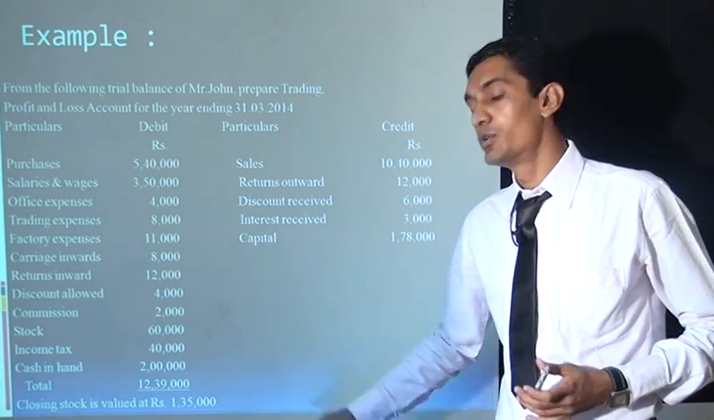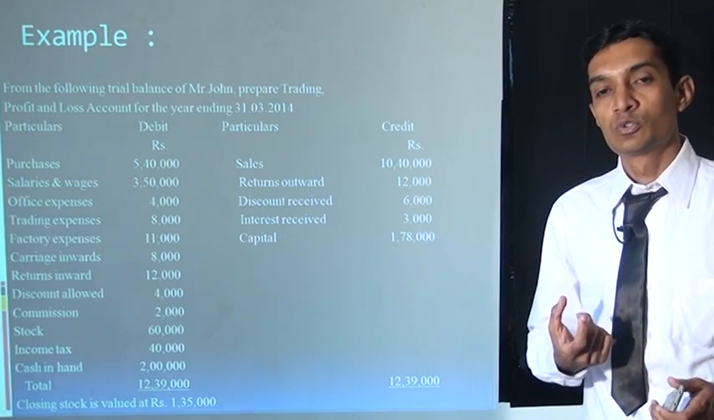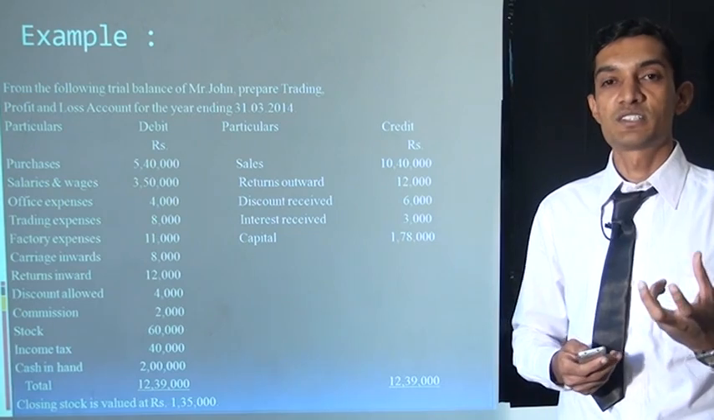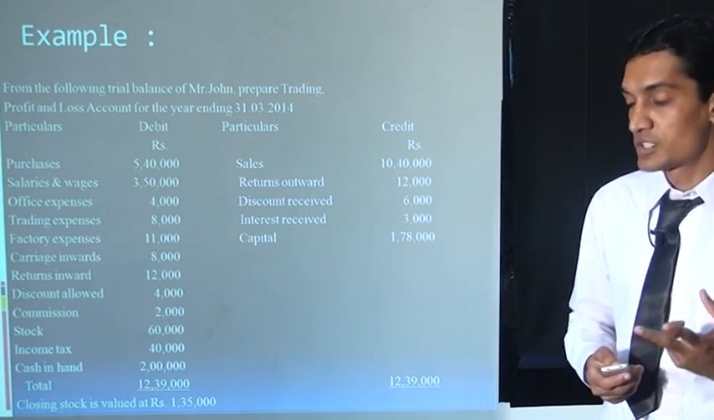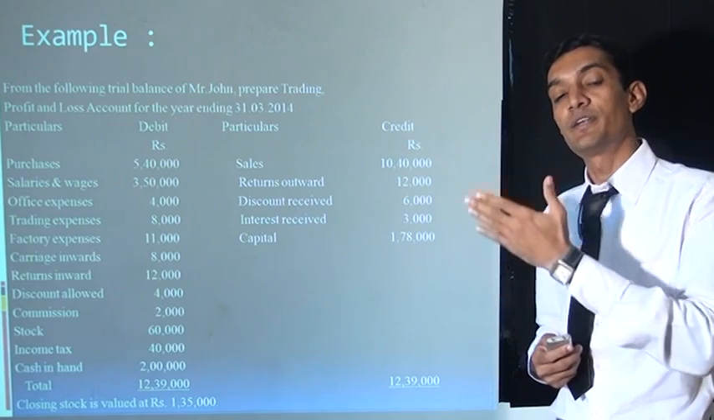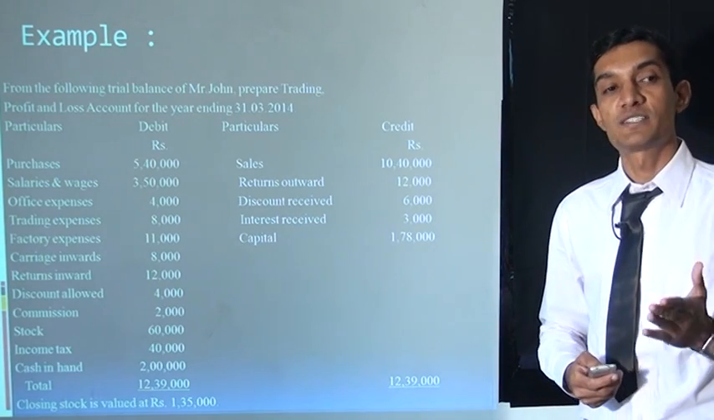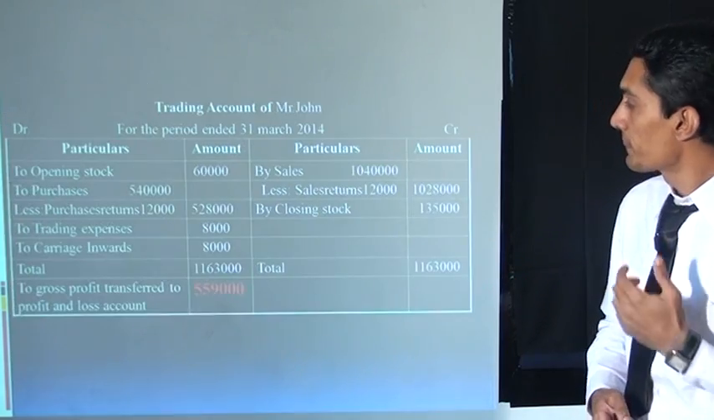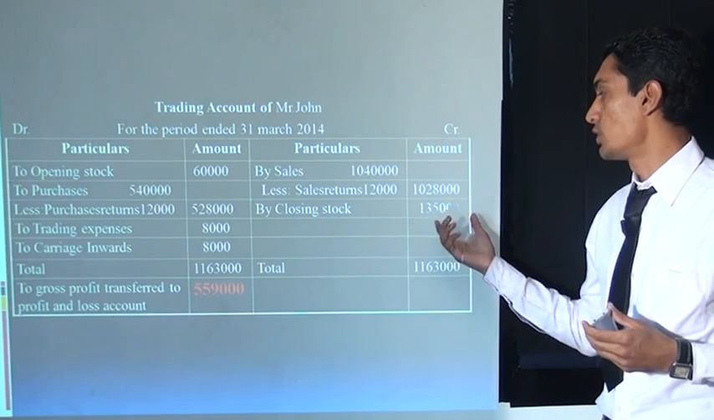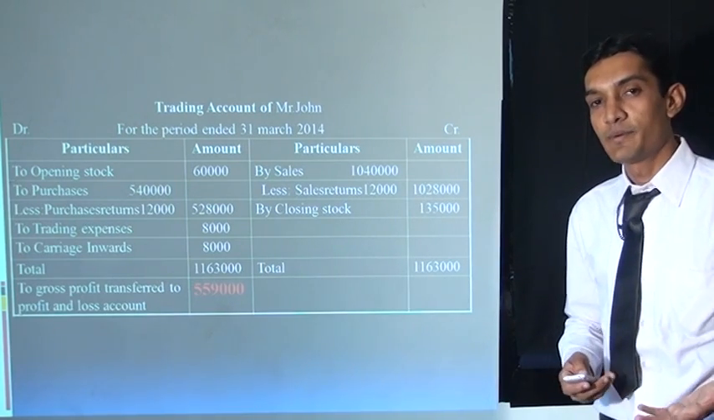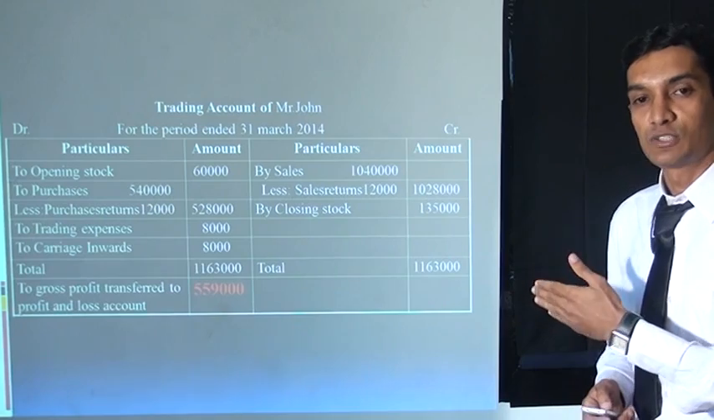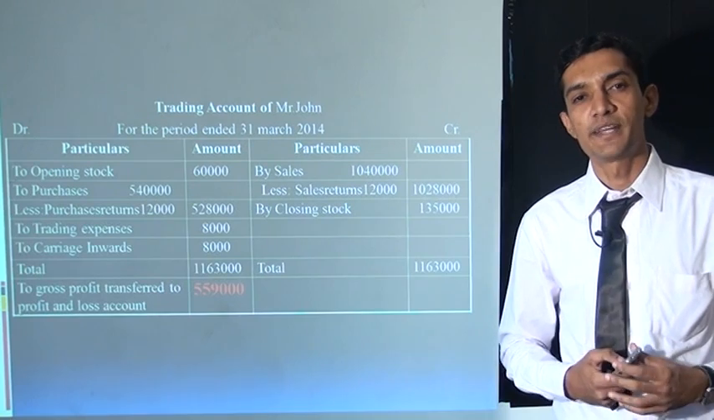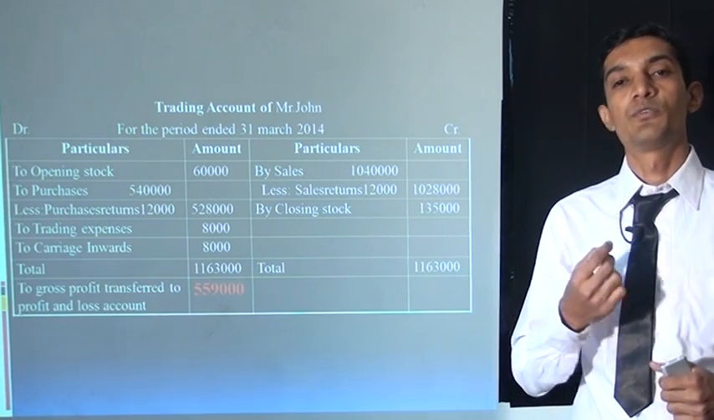Closing stock is valued at 1,35,000 rupees. Closing stock is among the additional information given, and it has a dual effect. In that situation closing stock comes under the trading account and also on the asset side of the balance sheet. So closing stock is there in the trading account, 1,35,000. We are not preparing the balance sheet, so it also goes on the asset side of the balance sheet. Now after all the information is completed, we begin.